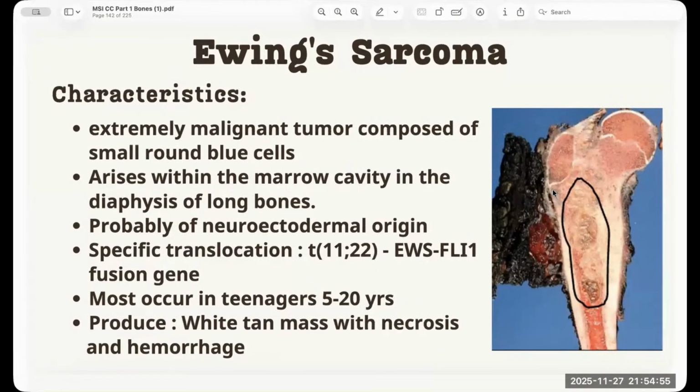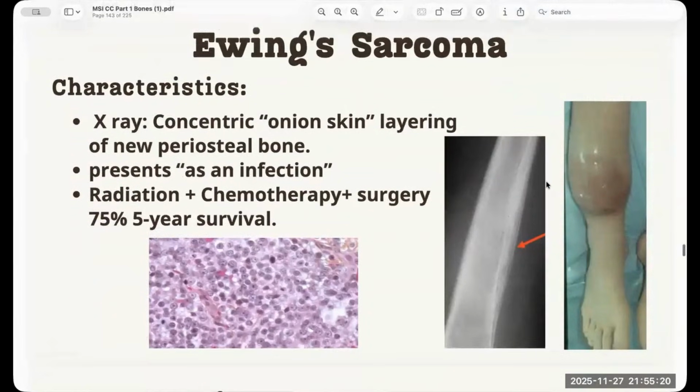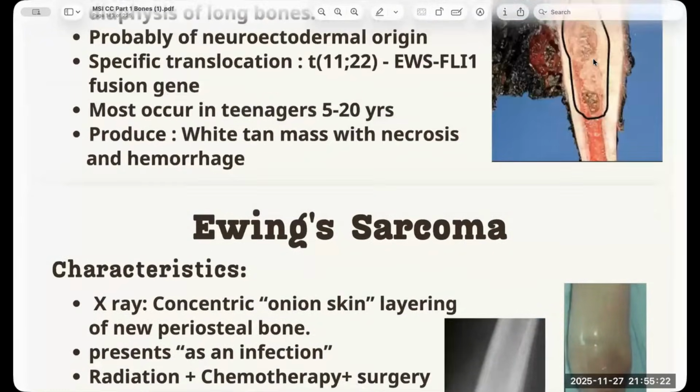And it's probably of neuroectodermal origin. Why we say probably, we're not sure. Its specific translocation is T11 to 22 and gene fusion of EWS and FLI1. It most occurs in teenagers, 5 to 20 years, and produces a white tan mass with necrosis and hemorrhage, which we can see here.